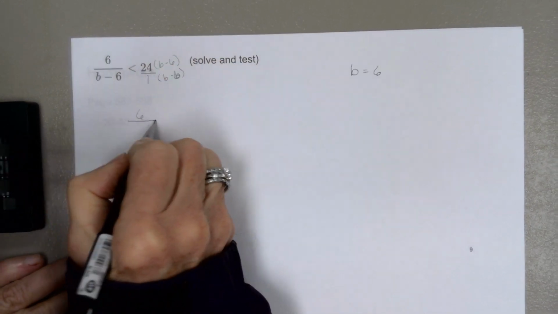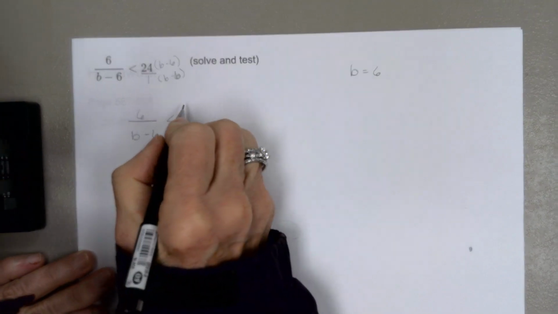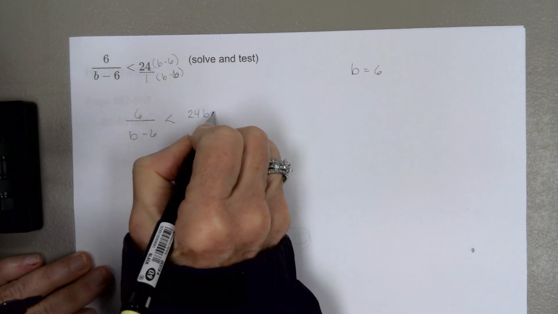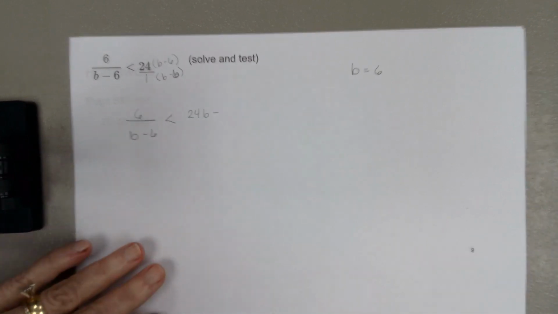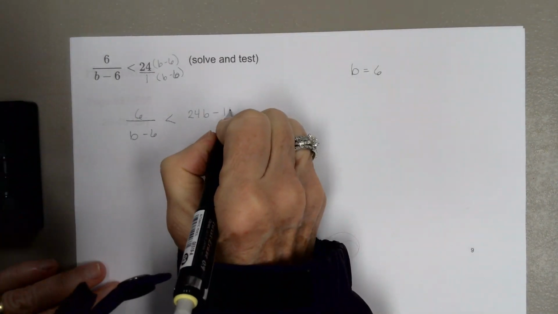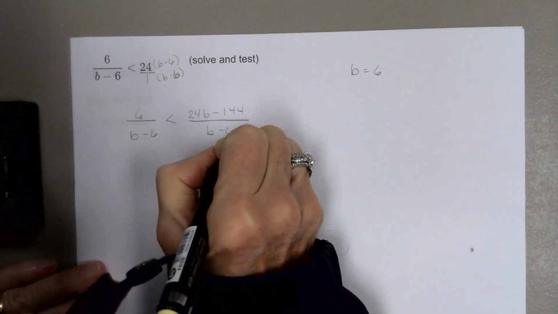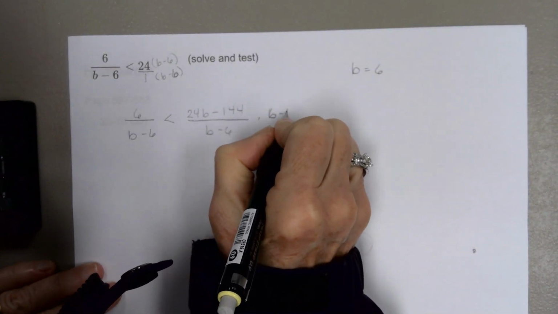So I have 6 over b minus 6 is less than, and I can do distributive property on the top, so it's going to be 24b minus, and then let's see, whatever 24 times 6 is. It's going to give me 144 over b minus 6. I can multiply both sides by b minus 6.